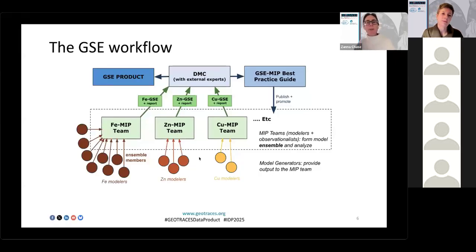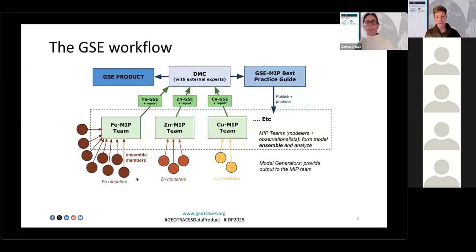Hi, so this slide shows the workflow that we'll use to produce these GeoTraces state estimate products. At the core of this effort are the intercomparison teams. So there'll be a different intercomparison team for each of the TEIs that we'll produce a state estimate for. They'll be conducting a model intercomparison guided by a best practice guide that's produced by the GeoTraces Data Management Committee.